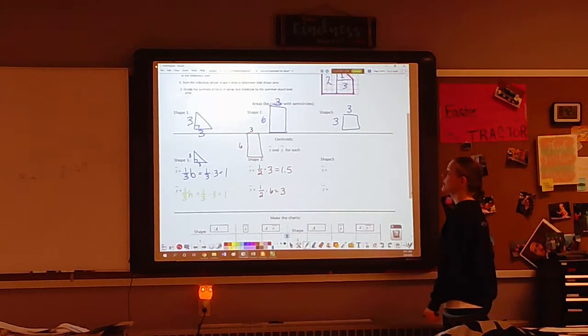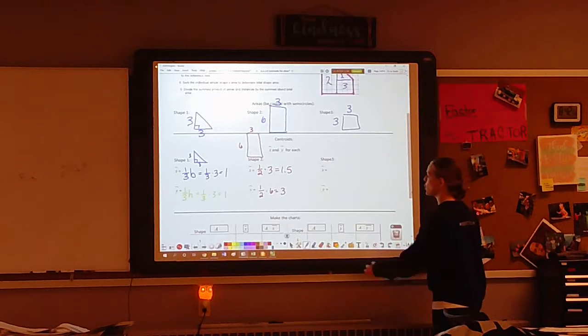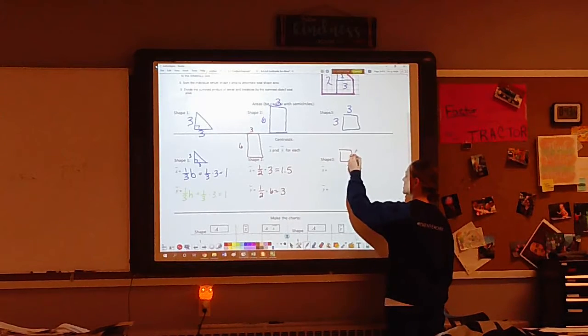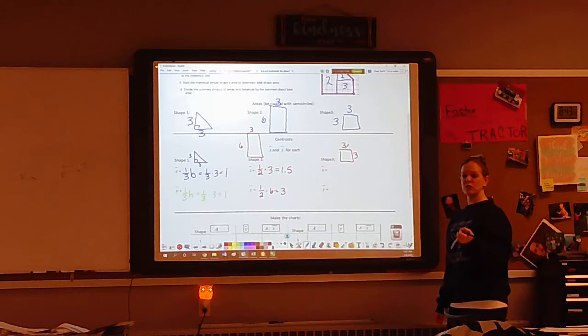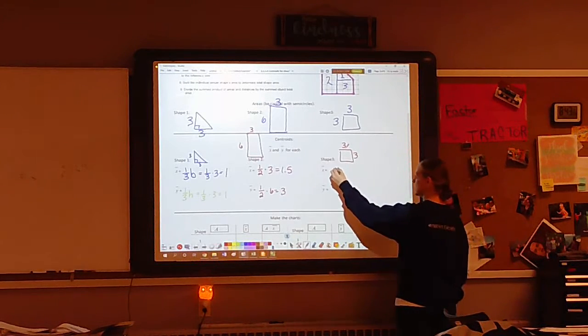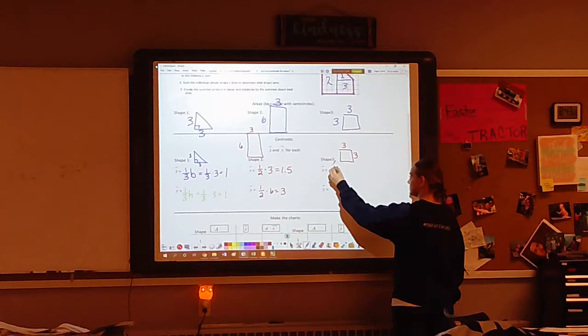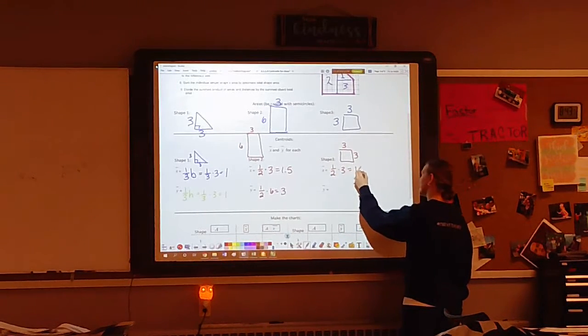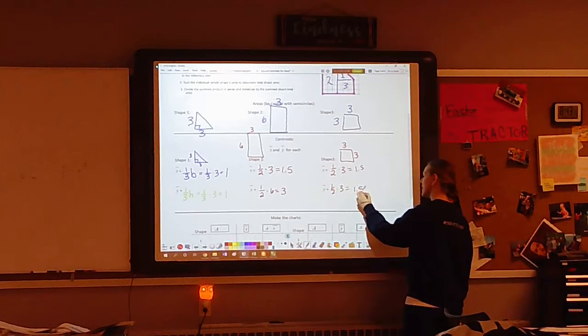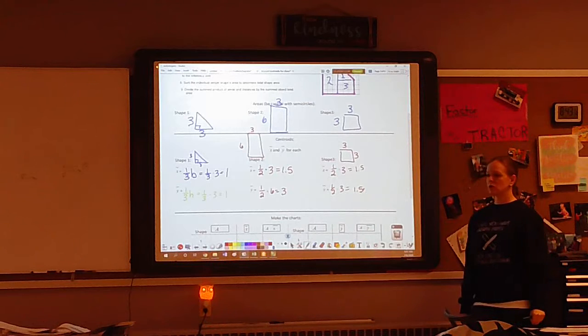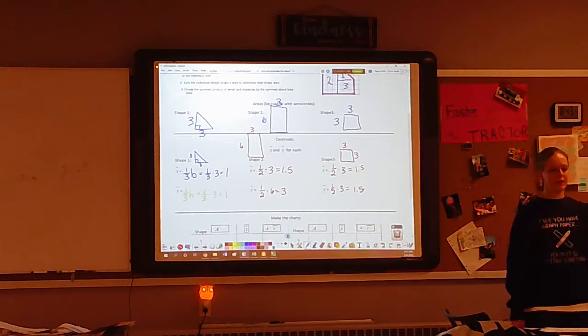Shape 3 is a square. Is the shape I was trying to spit out of my mouth. So for a square, do we use 1/2 or do we use 1/3? Yep. So 1/2 times 3 is 1.5. And again, 1/2 times 3 is 1.5 for the y's. Now, if you remember, I was like, don't circle those answers because we're going to have to manipulate them.